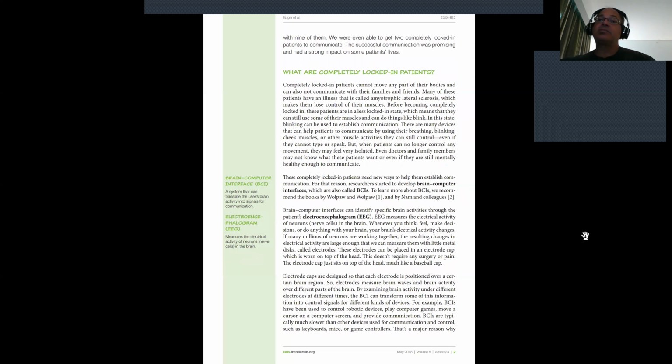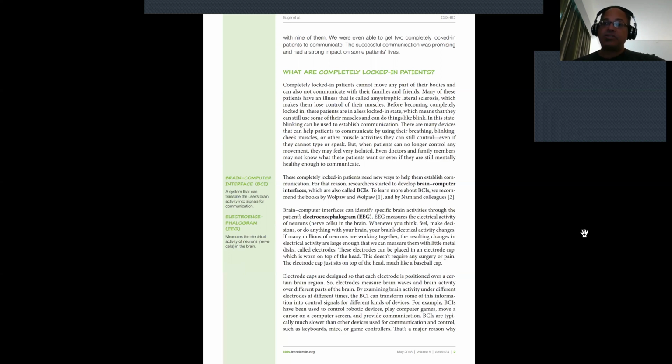A BCI is a system that translates the user's brain activity into signals for communication. And I should clarify, we used a simplified version for this article. A brain-computer interface is also a system that reads from the brain. That is, systems that write to the brain are not called BCIs. And typically the BCI system is a real-time closed-loop system. And so this is again, we used a fuzzier definition here. BCIs generally present feedback in real time to the user.